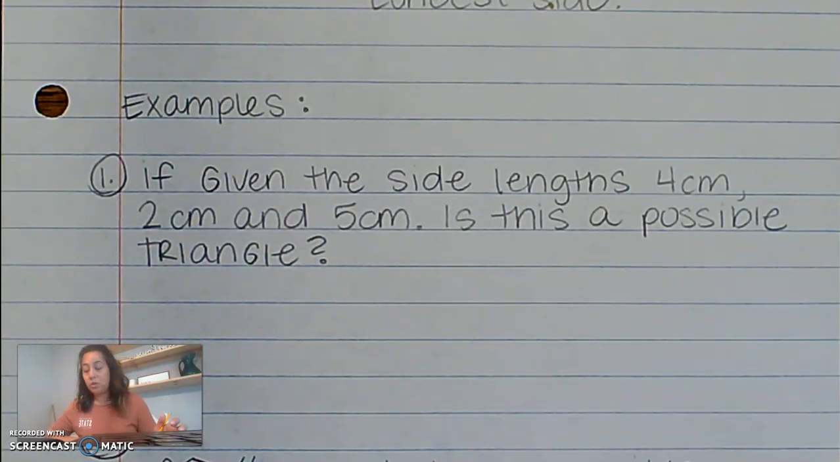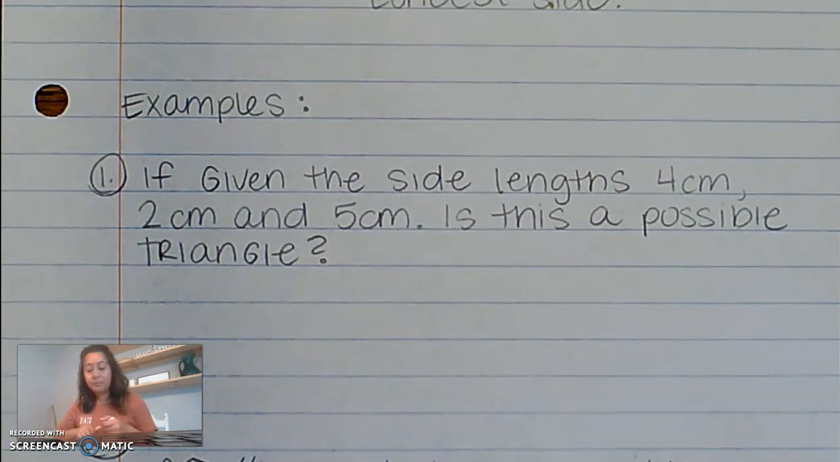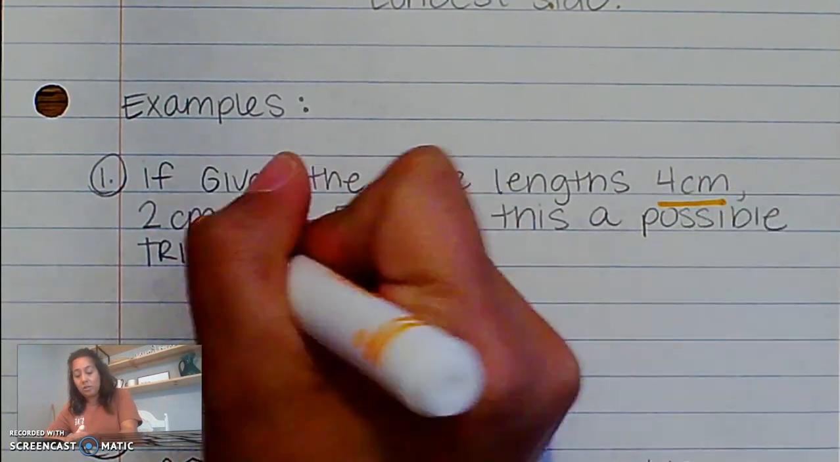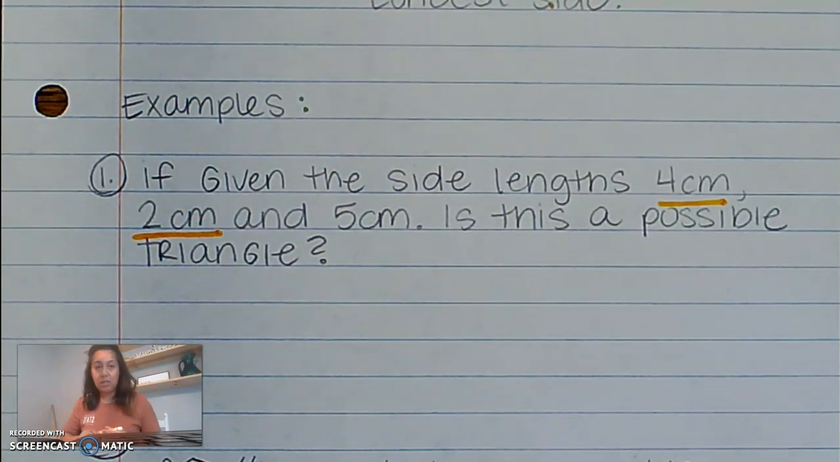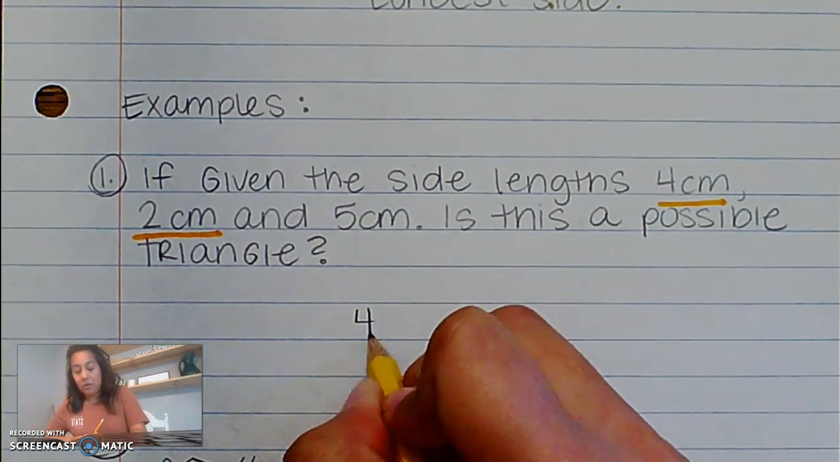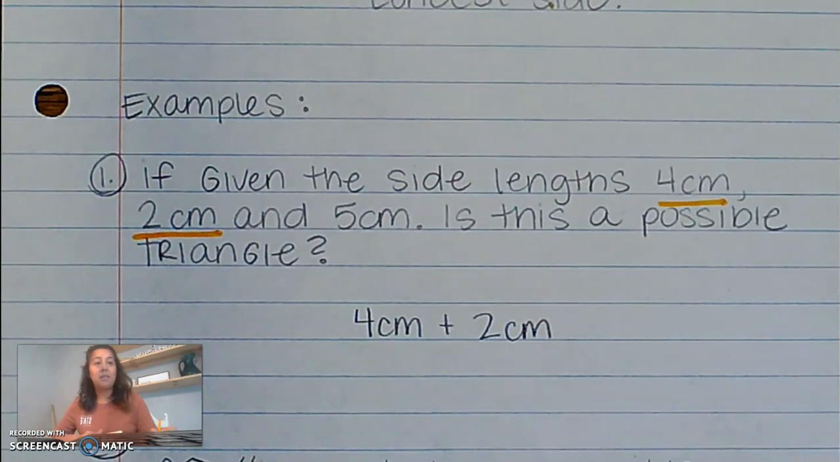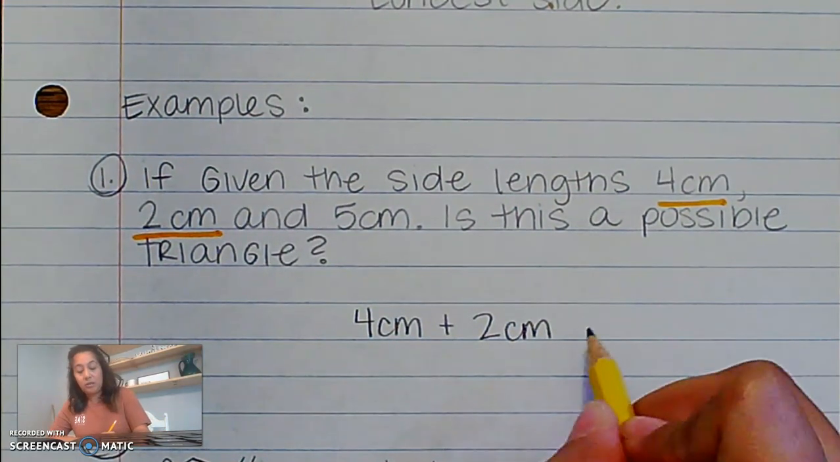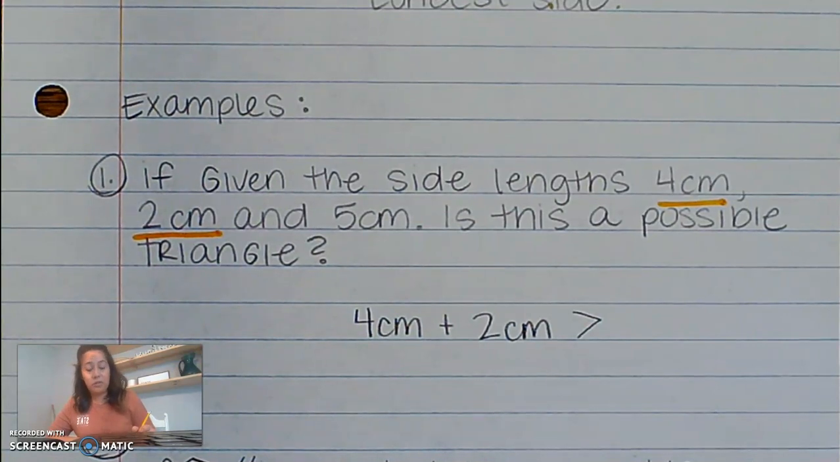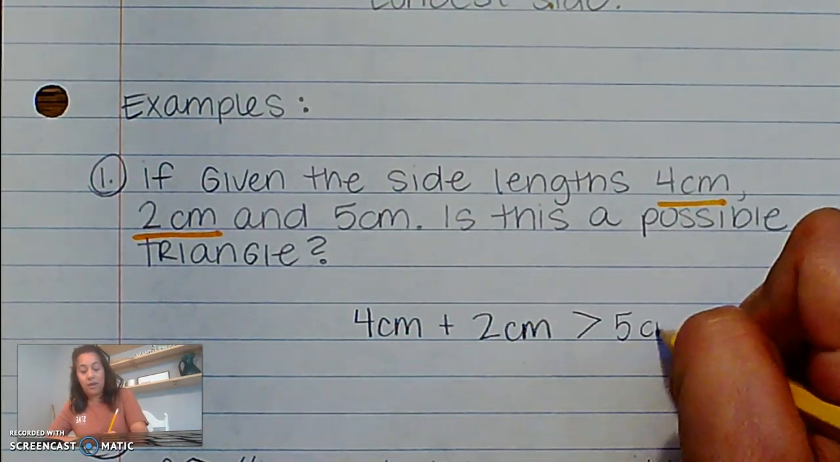Okay, so example number 1. The question asks us, if given the side lengths 4 centimeters, 2 centimeters, and 5 centimeters, is this triangle possible? So first things first, we need to identify which two sides are the shortest. And in this case, we have 4 centimeters and we have 2 centimeters. And just like the theorem states, we're going to add those two short sides together. So 4 centimeters plus 2 centimeters. And going back to the theorem, it talks about greater than. So that's our inequality symbol, with the greater than symbol, and then the third side, which is 5 centimeters.